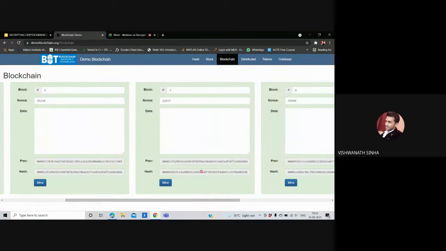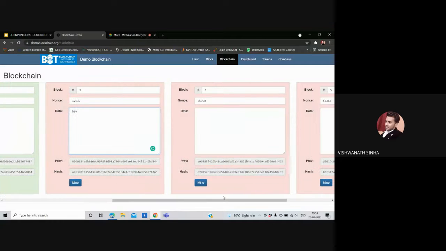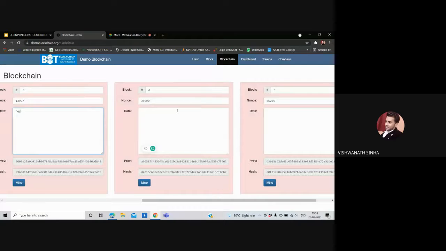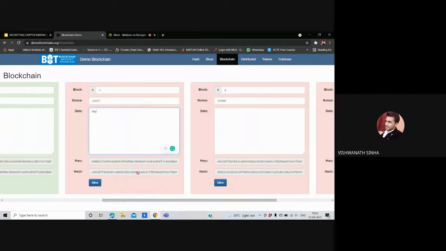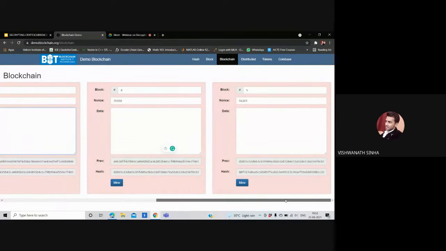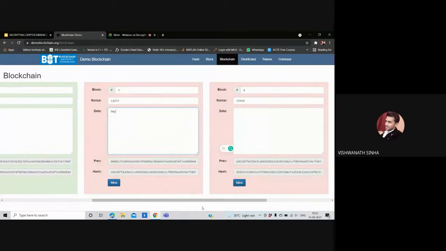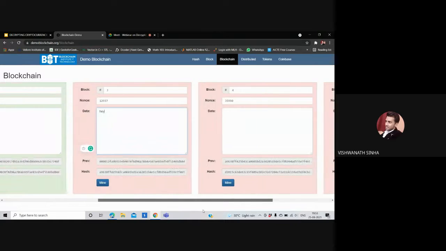Now, if a person tries to tamper with one of the blocks, like if I'm tampering with this by changing the message, not only is this block tampered, but the rest of the blocks in the blockchain which have the previous hash of this block have also been changed and show as tampered. So the person who is looking after the blockchain gets to know the block is tampered.